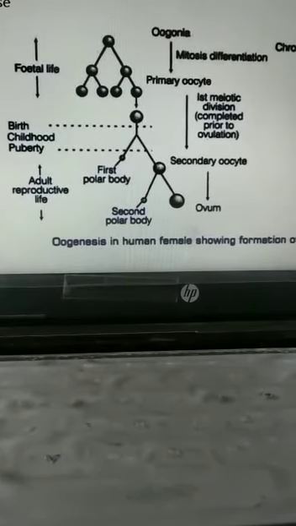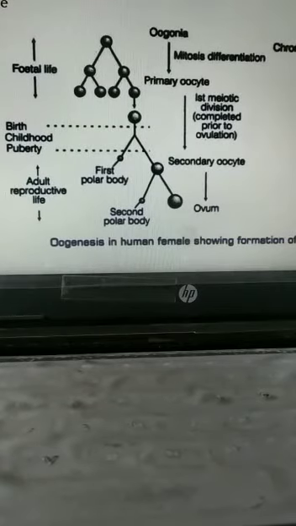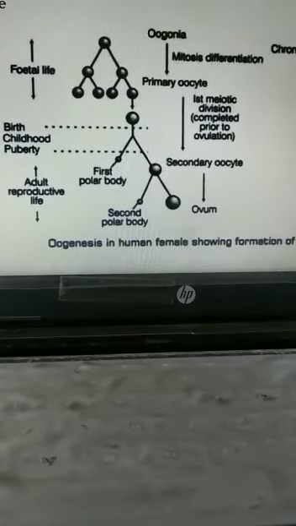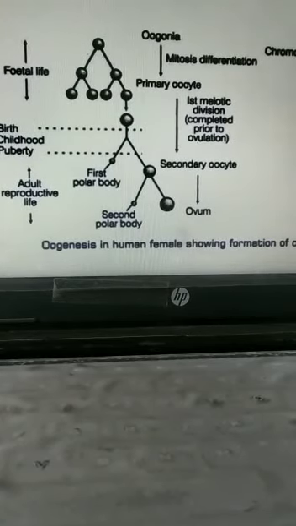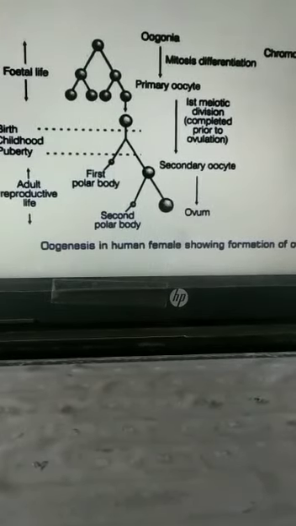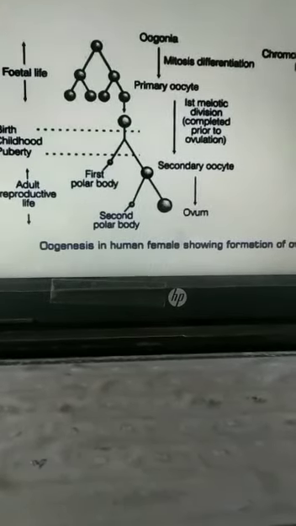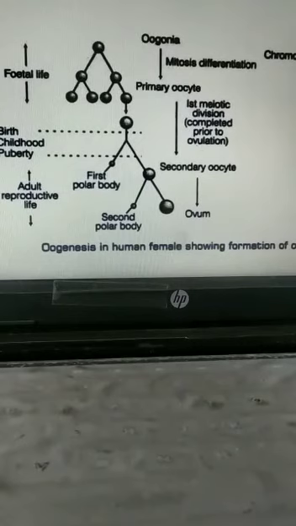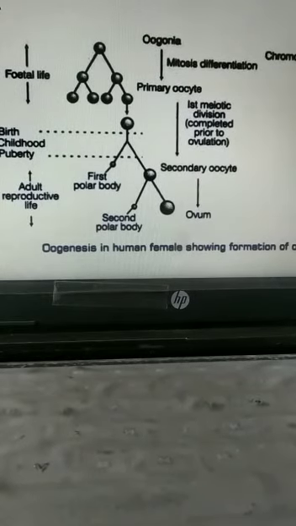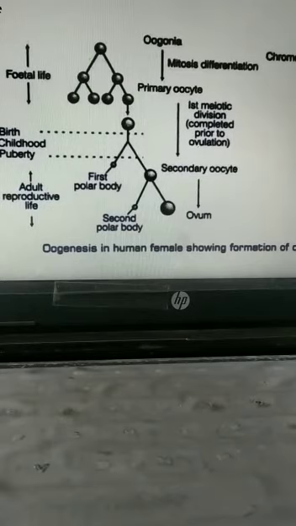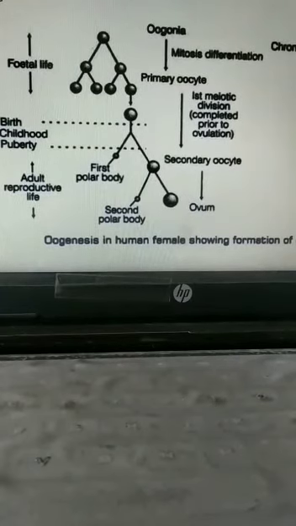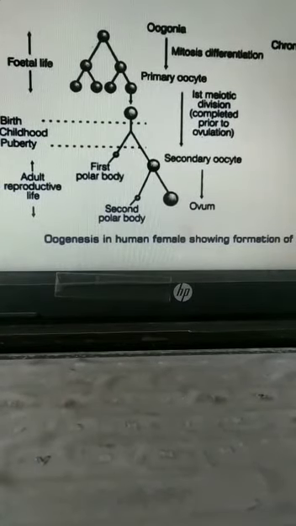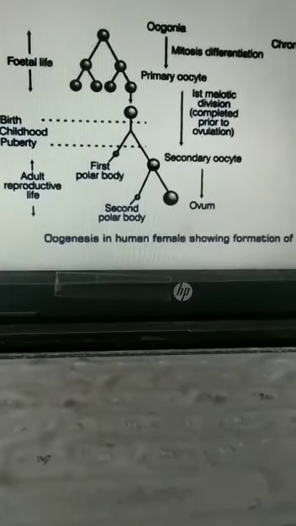Second is the growth phase. Each primary oocyte then gets surrounded by a layer of granulosa cells. This structure is called the primary follicle. The large number of these follicles degenerate during the phase from birth to puberty. The primary follicles get surrounded by more layers of granulosa cells and a new theca to form secondary follicles.